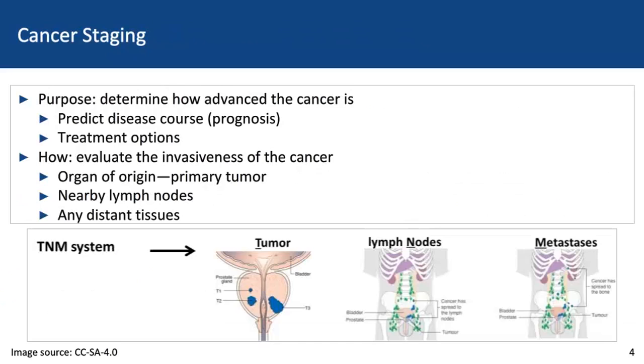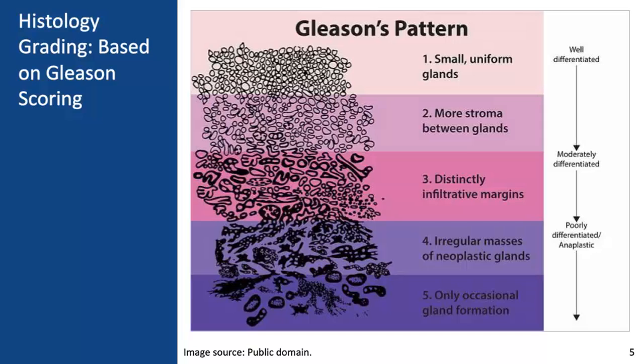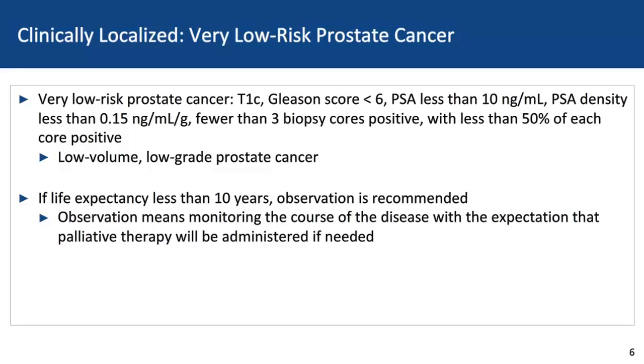Just to remind us very quickly, cancer staging is done to determine how advanced the cancer is and to predict the disease course or prognosis, or in other words, the risk of recurrence. It is based on the TNM system as well as the Gleason scoring system that we have discussed previously. So let's start with clinically localized, very low-risk prostate cancer.